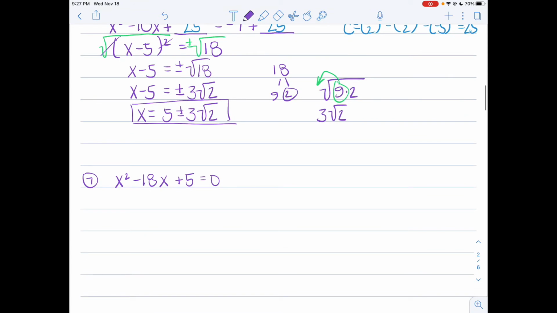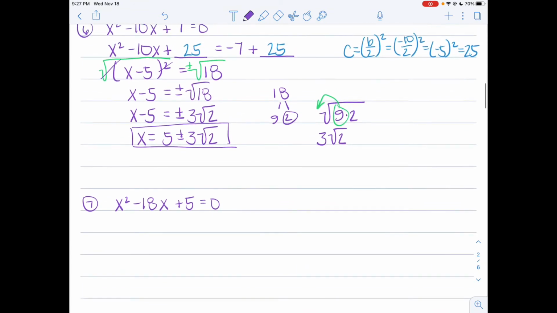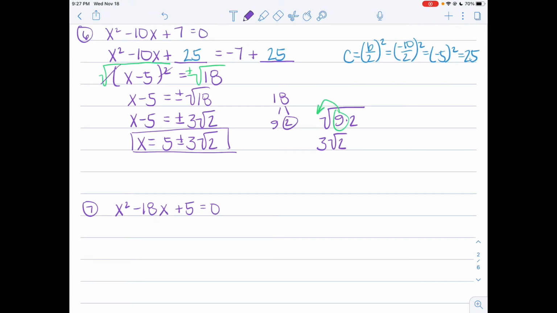I'd like you to try number 7 using this same technique of completing the square. Follow all of the steps just like I did and see how you did when you come back.